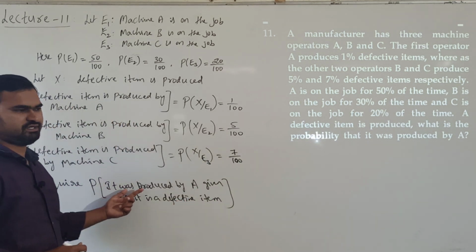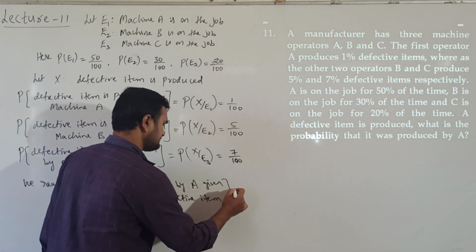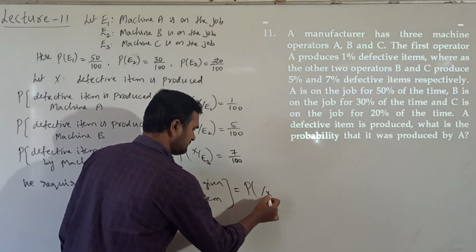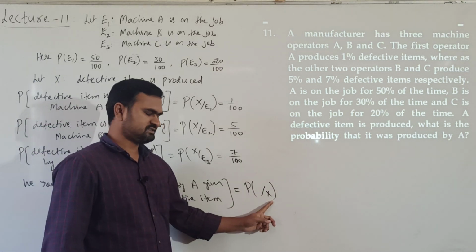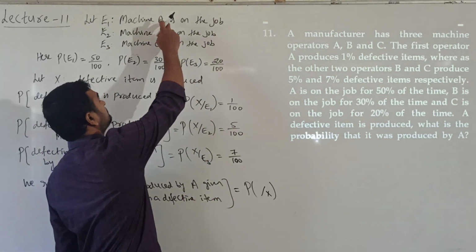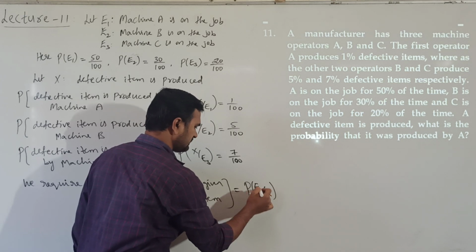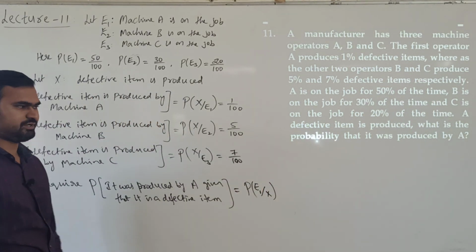Understand? So we need the probability that it was produced by A, given that it is a defective item. It is P of E1 given X. What has already happened? Already we know that it is a defective item. So knowing that it is a defective item, what is the chance that it is produced by A, meaning by machine A? So E1 given X we need. How can we find it? By using Bayes theorem.